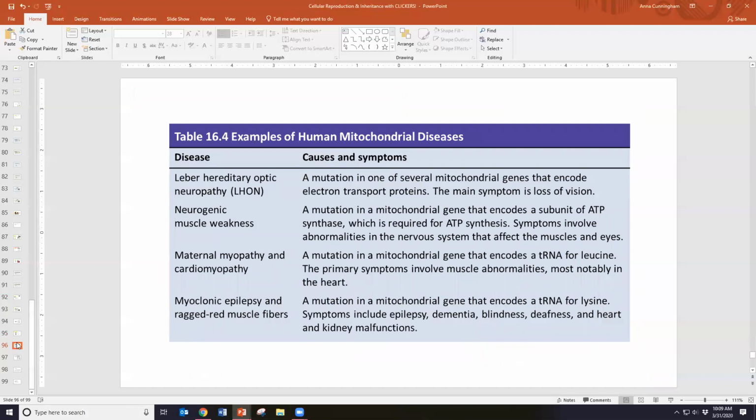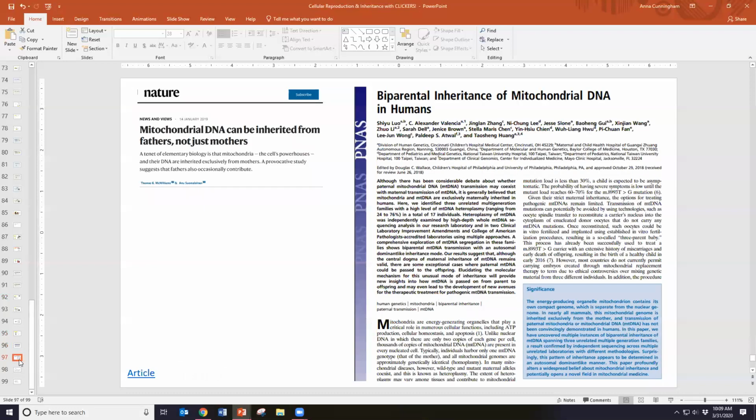Here's some examples of human mitochondrial diseases. Don't worry too much about it. I did want to point out that last year in Nature, they found out that mitochondrial DNA can also be inherited from fathers.